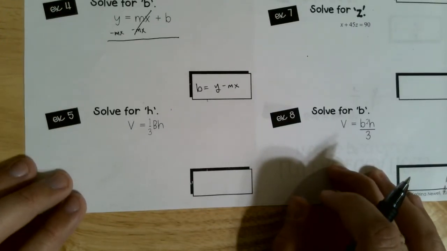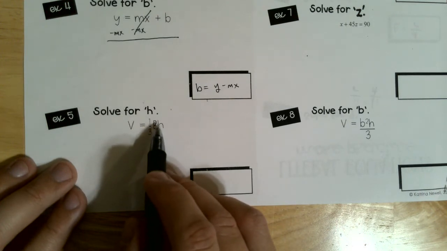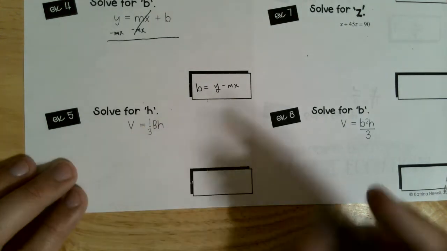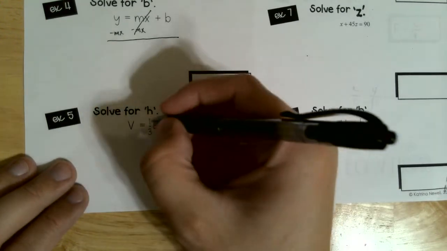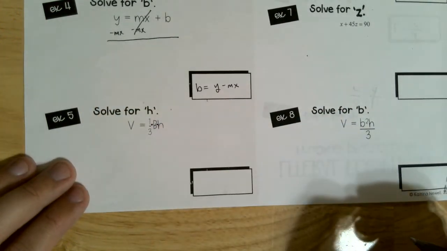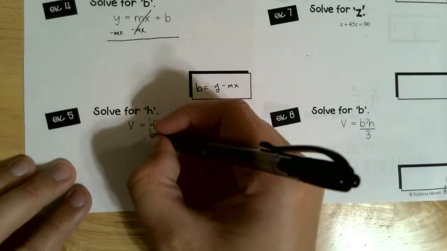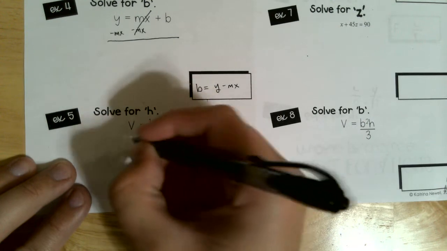All right, example 5, solve for h. V is equal to 1 over 3 times b times h. Okay, so we know that this is 1 over 3 times b times h, so we're going to need to divide. And I'm going to divide it in 2 steps. First, I'm going to divide by 1/3.